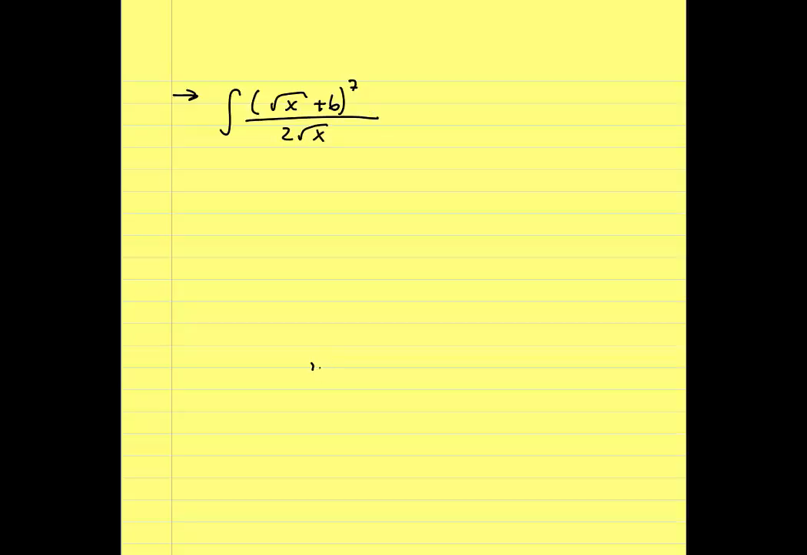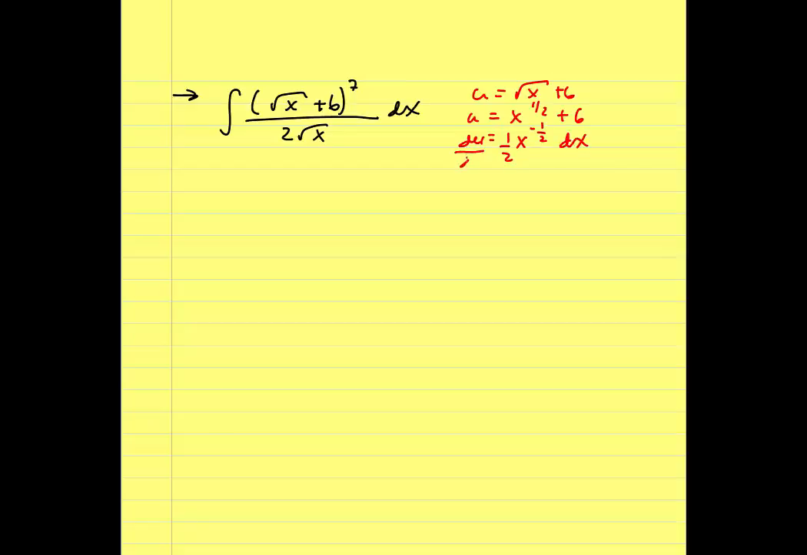Now if I wanted to, I could try and expand this to the 7th power, and then divide through by 2 root x. But that's a pretty long process. So let's see if we can use a U-substitution here. So U-substitution, I would let u equal square root of x plus 6. That's the same as x to the 1/2 plus 6. du then would be bring the 1/2 down, decrease the exponent by 1. The derivative of 6 is 0.